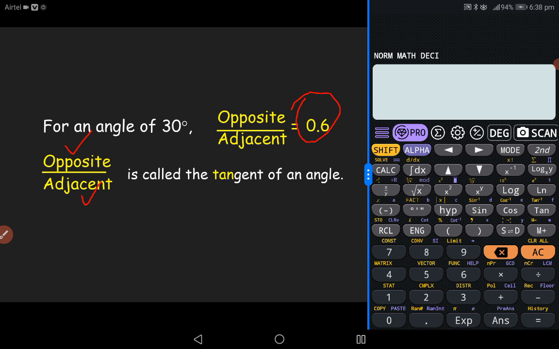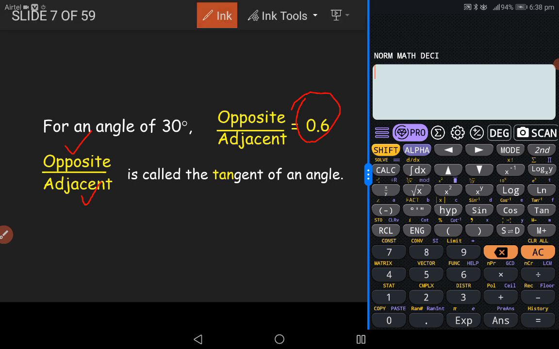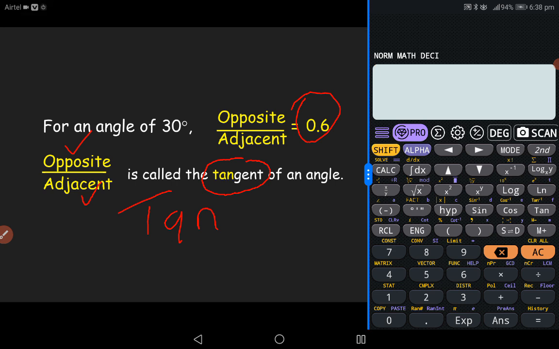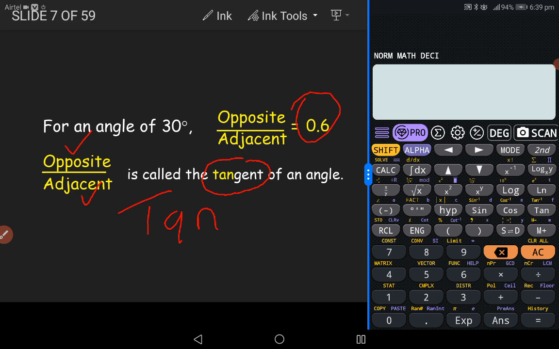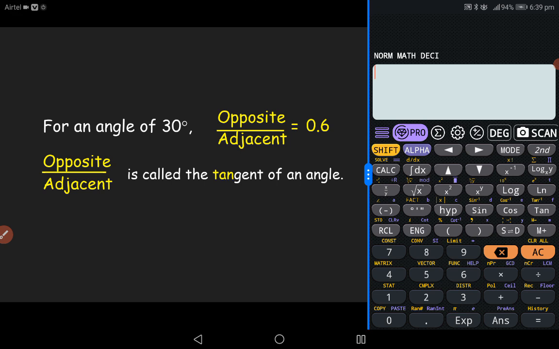In short, we just say tan. Instead of saying tangent, you just say tan. Tan is the shorthand form of tangent. It's the ratio of the opposite side to the adjacent side, or simply the opposite side divided by the adjacent side. It will give you tangent, which is called a trig ratio. It's a trigonometric ratio.